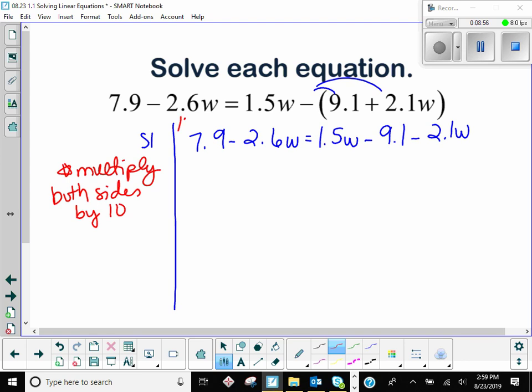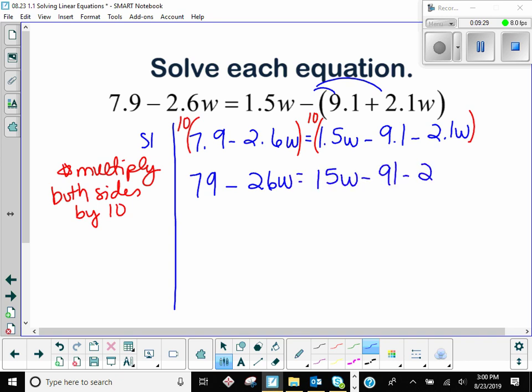So I'm going to just put that in red here and here without rewriting everything. The reason I've set it up as a distributive is because, in order to keep the equation balanced, the thing that you multiply by has to be done to every single term on both sides to keep the equation in balance. So now I've got 79 minus 26w equals 15w minus 91 minus 21w.